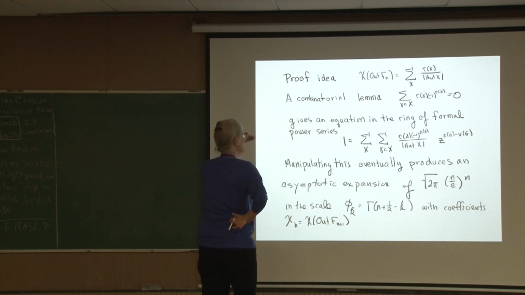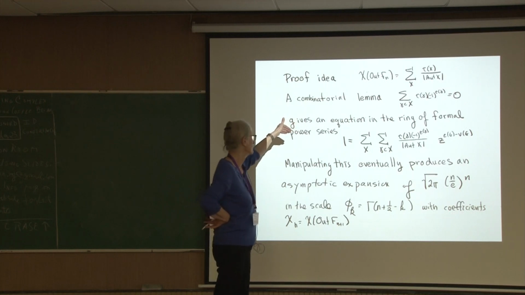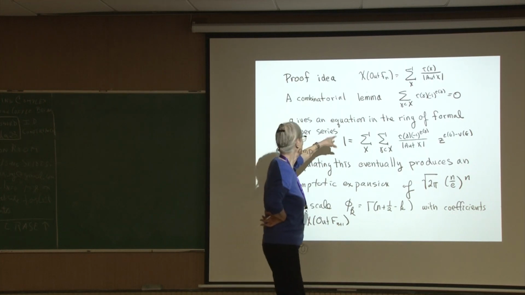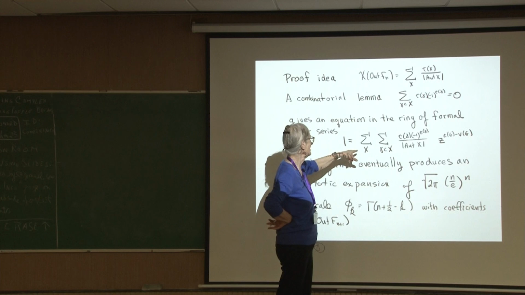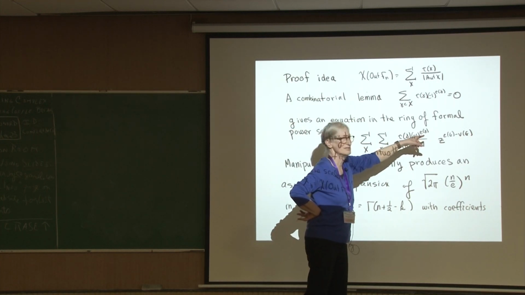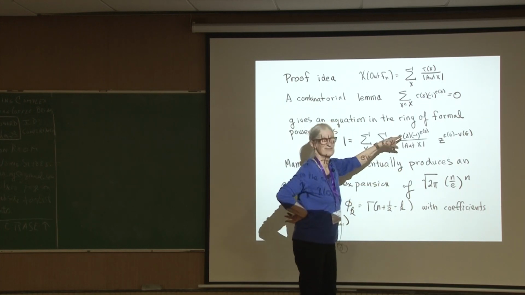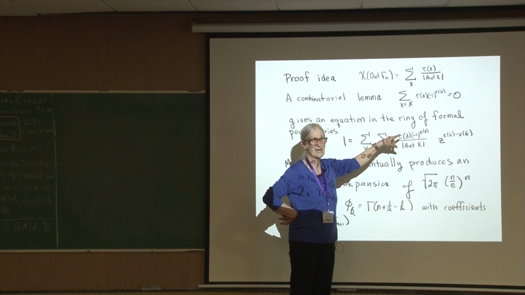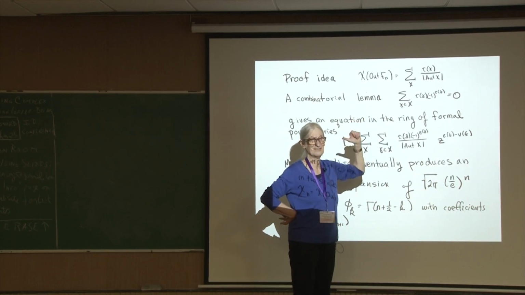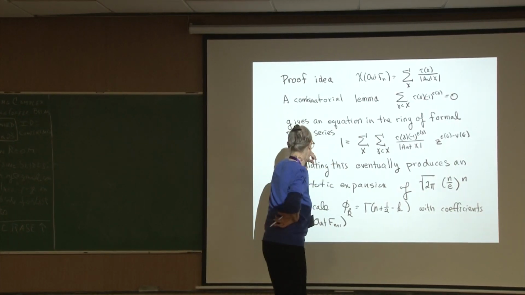So you put this into a stupid equation in the ring of formal power series. Namely, 1 is equal to the sum over all x of the sum of all these numbers times z to the e of g minus v of g. Why is this a stupid equation? Because this number is 0 unless x happens to be the empty graph, in which case it's 1. Okay, so that's a pretty easy equation in the ring of formal power series.